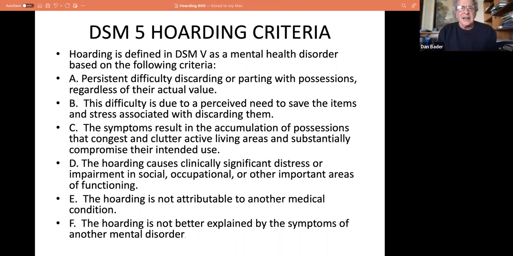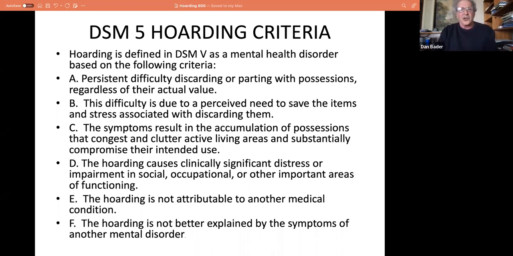This is the DSM-5 hoarding criteria. DSM is the Diagnostic and Statistical Manual for psychiatry. It dominates mental health diagnosis, and it has in a big way since 1980, even though the DSM has been around longer.